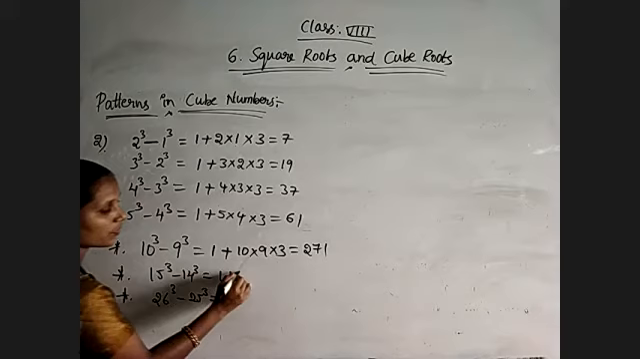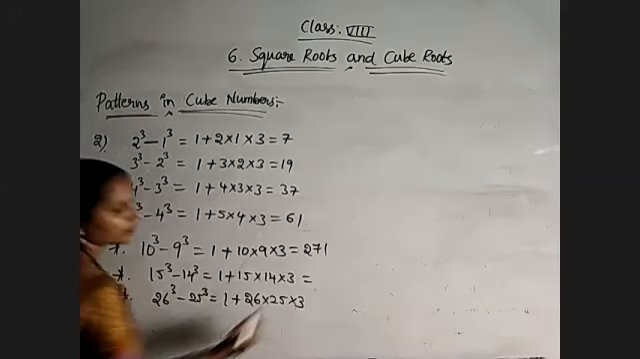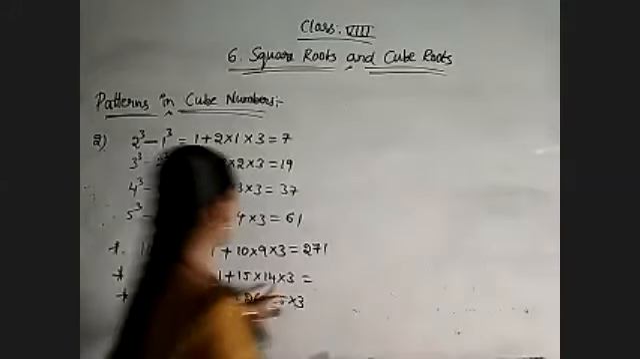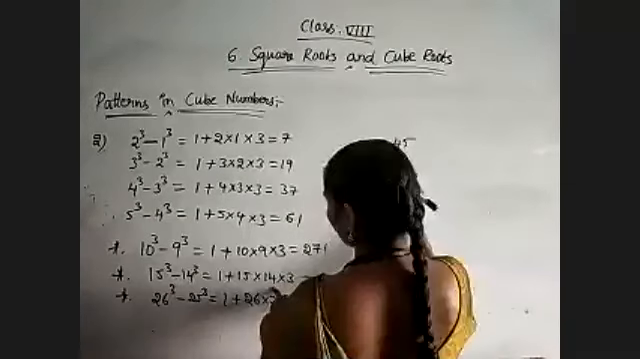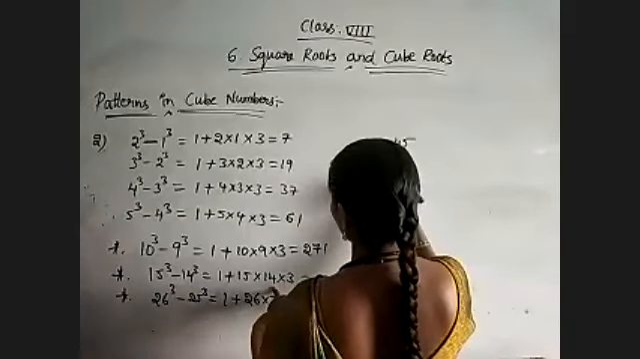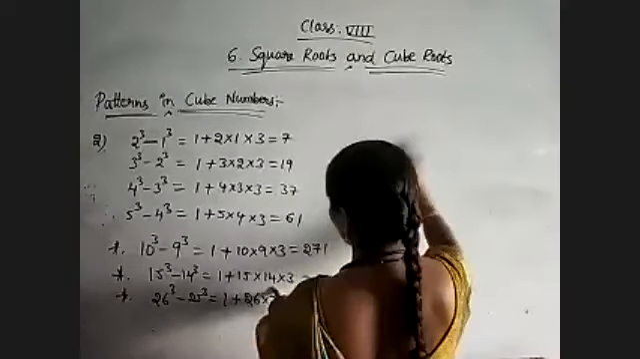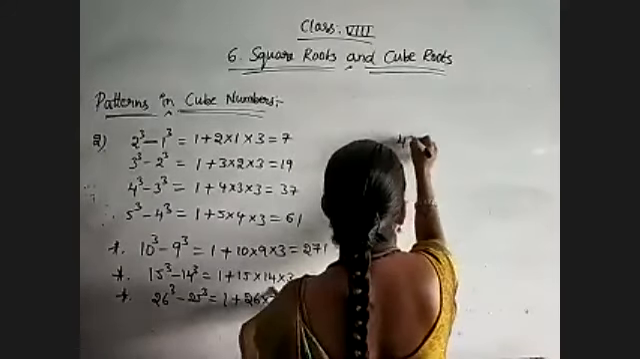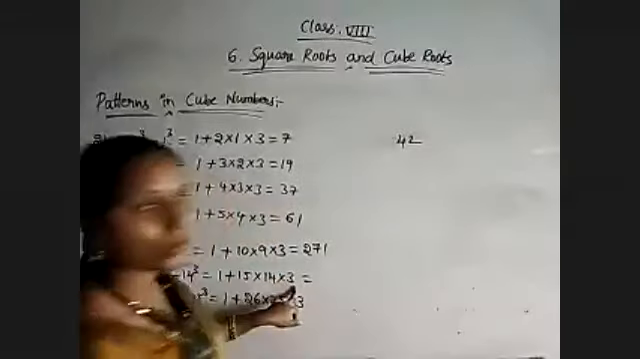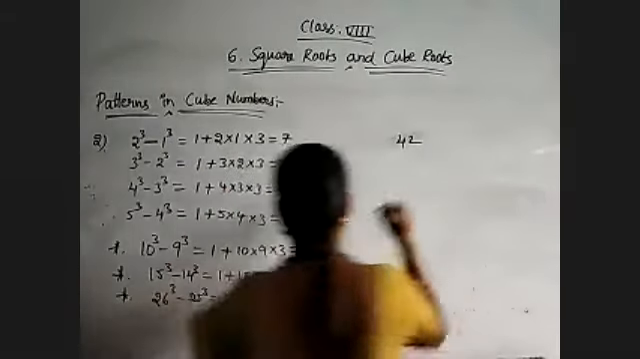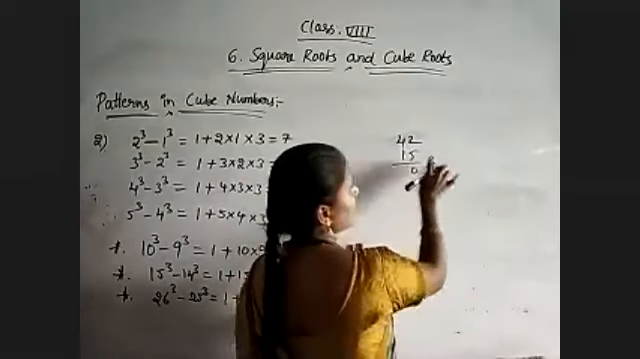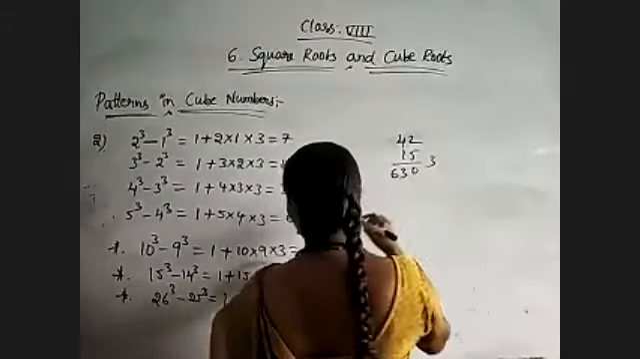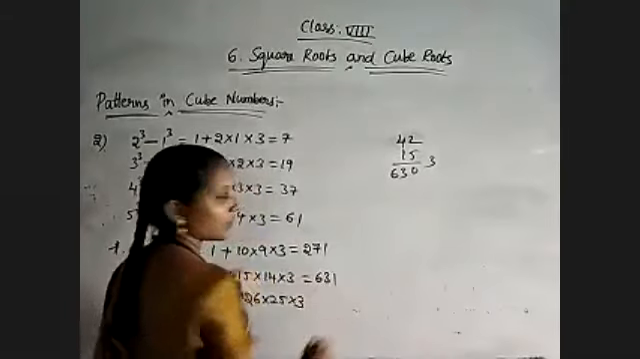Same here also, 1 plus 25 into 3. So we will see, 15 3s are 45. Otherwise 14 3s are 42. 14 into 3, 42 into 15. 15 2s are 30, 15 4s are 60 plus 3 is 63. And plus 1 is there, so 631 we will get here.